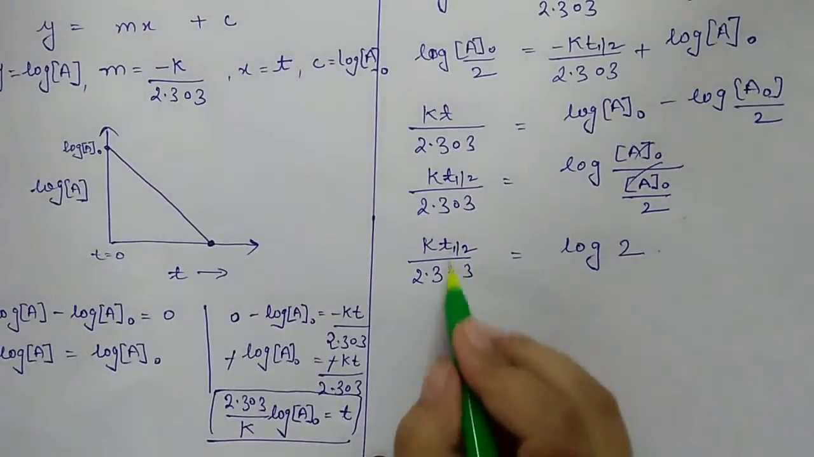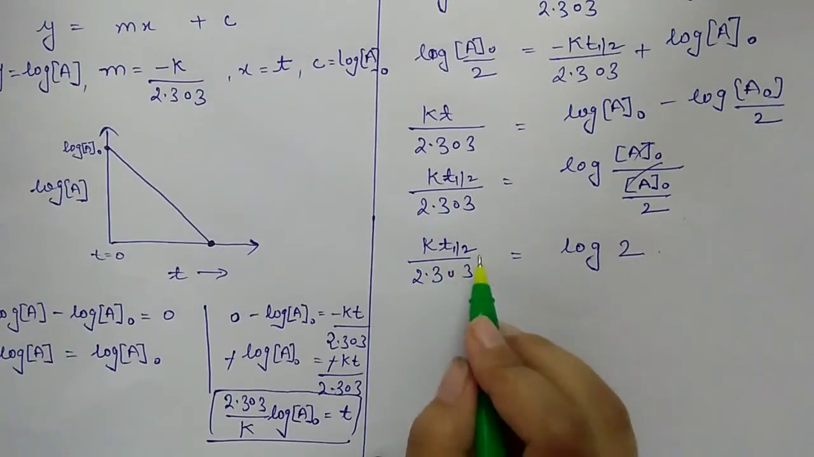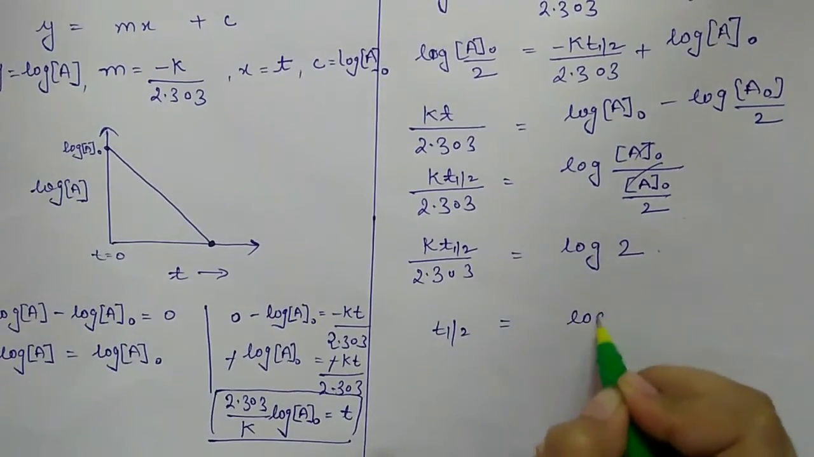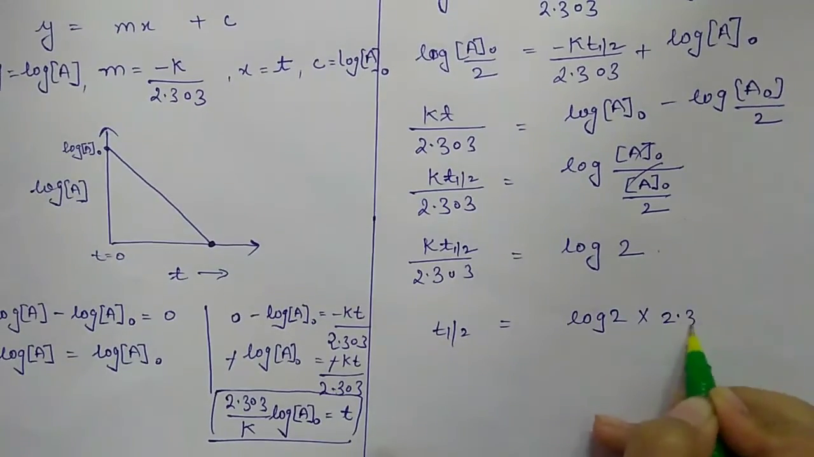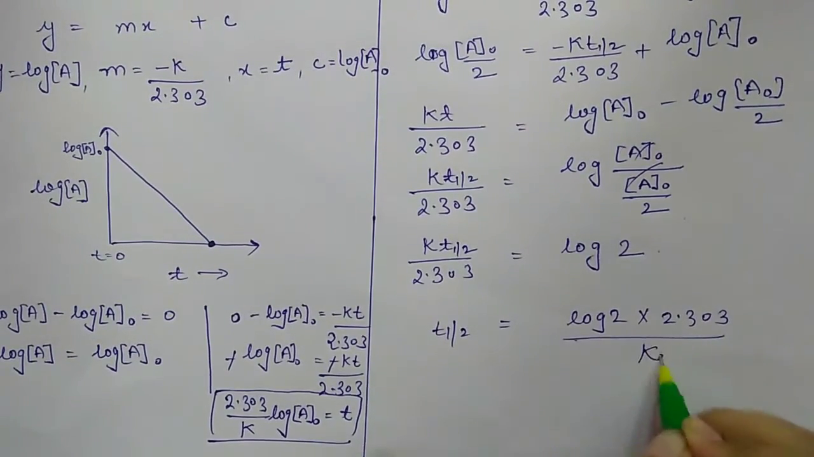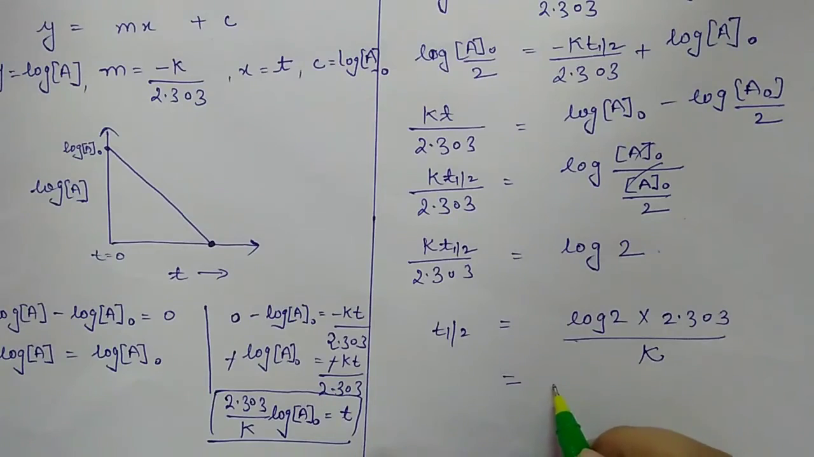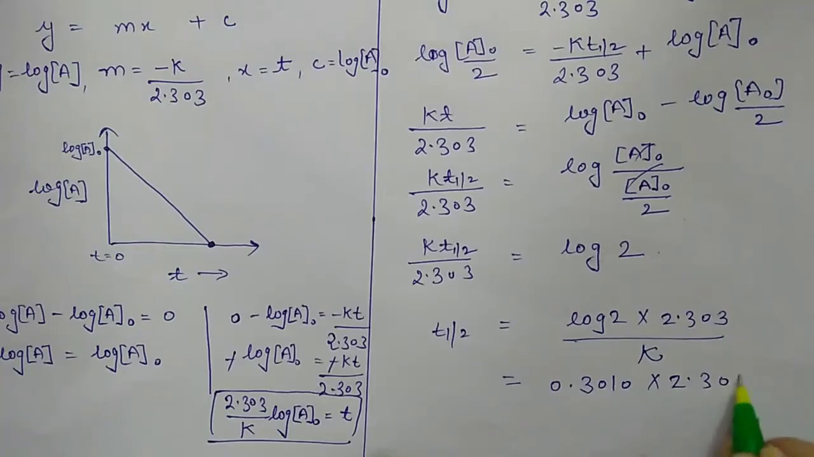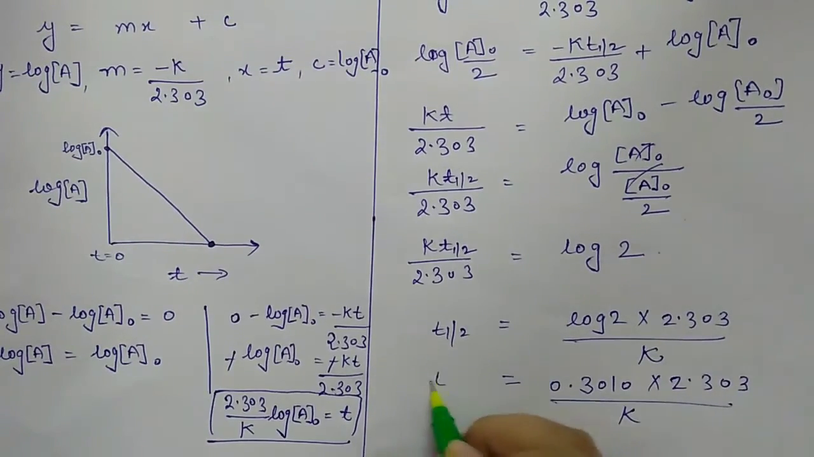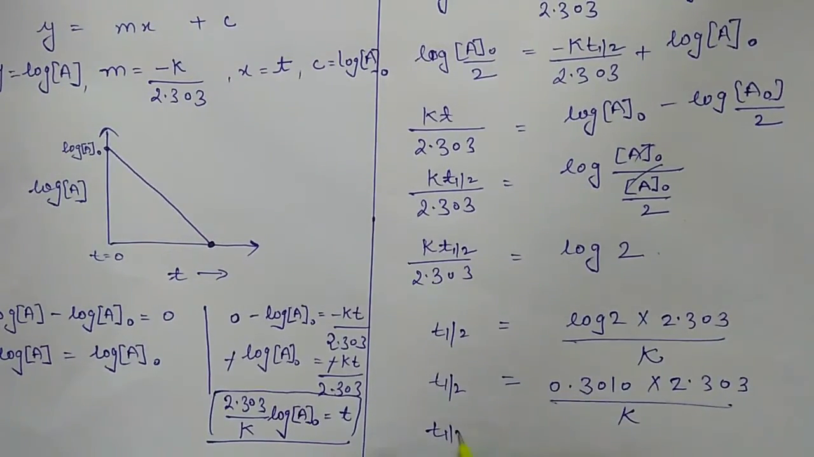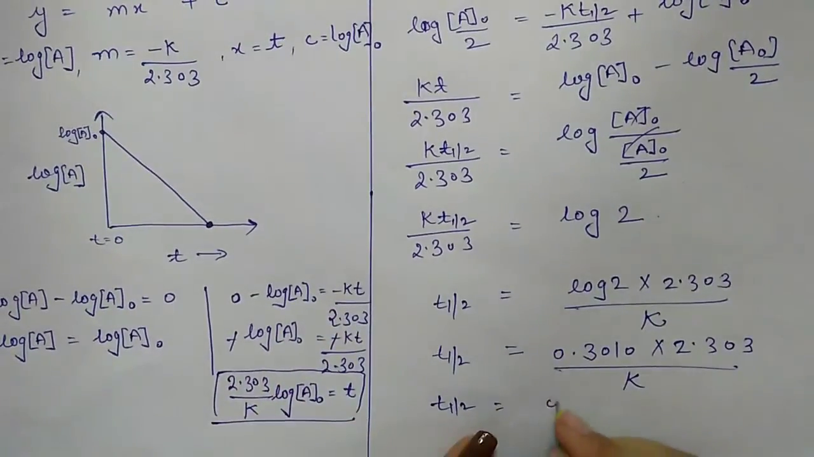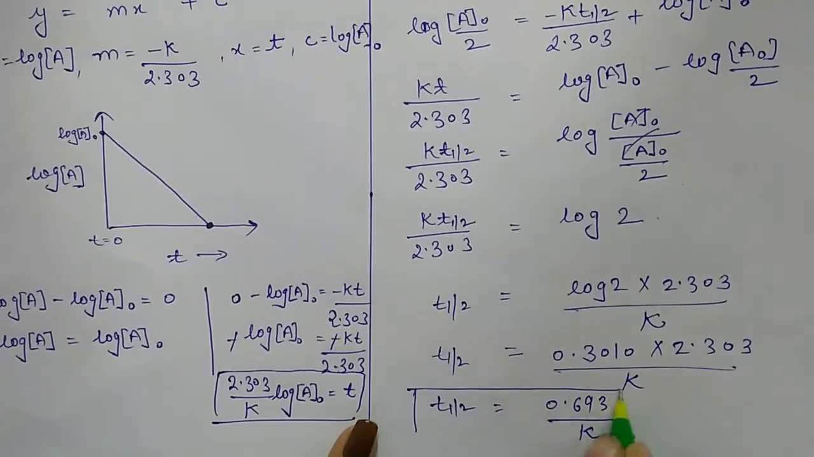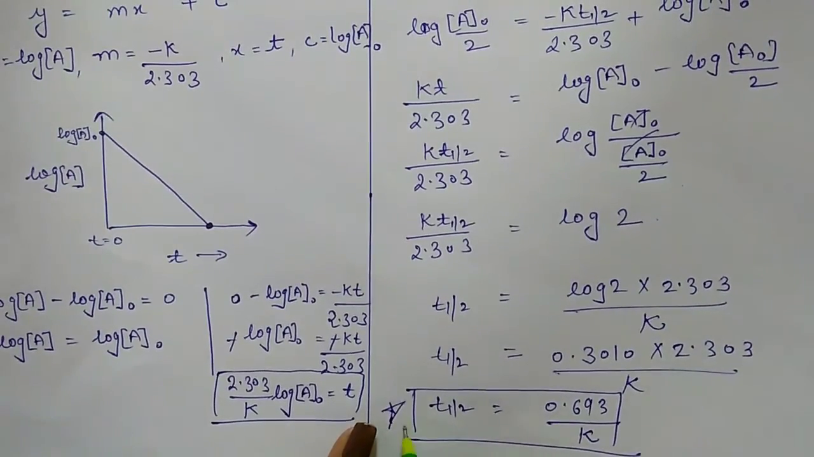Okay. So now you have to find the value of t half, which will be equal to log 2 into 2.303 by k. The value of log 2 is 0.3010 into 2.303 by k. So the value of t half will be equal to 0.693 by k. This is a very important expression.